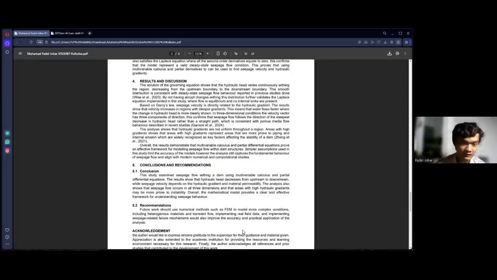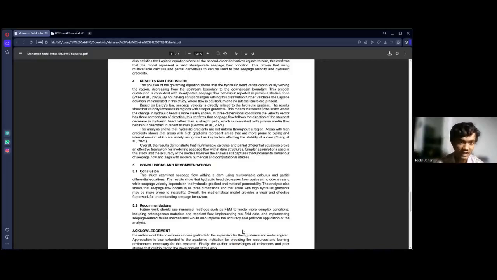So in conclusion, this study examined seepage flow within a dam using multivariable calculus and partial differential equations. The results show that hydraulic head decreases from upstream to downstream, while seepage velocity depends on the hydraulic gradient and the material permeability. The analysis also shows that seepage flow occurs in all 3 dimensions and that areas with high hydraulic gradients may be more prone to instability. Overall, the mathematical model provides a clear and effective framework for understanding seepage behavior.